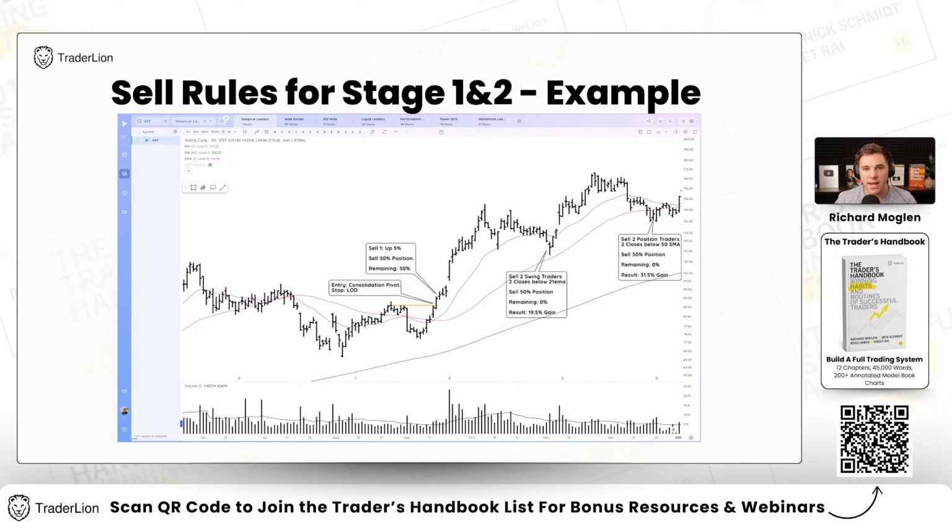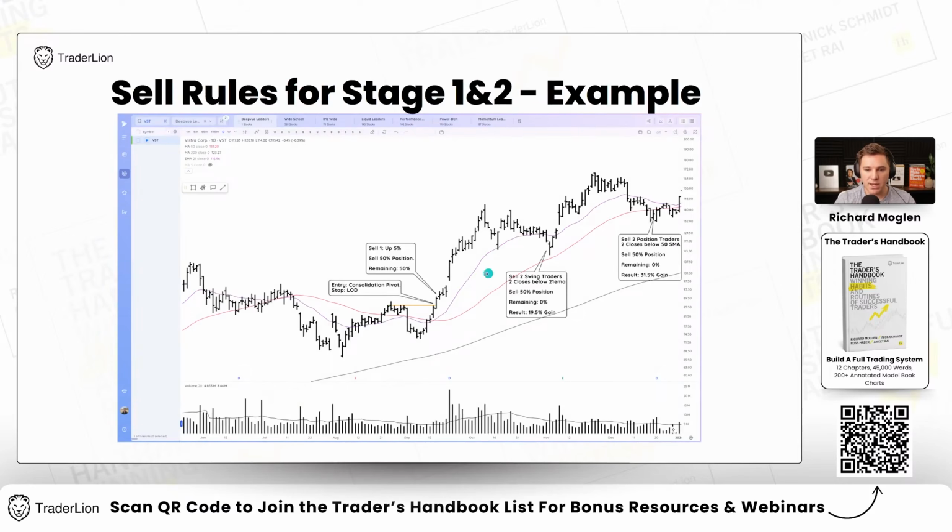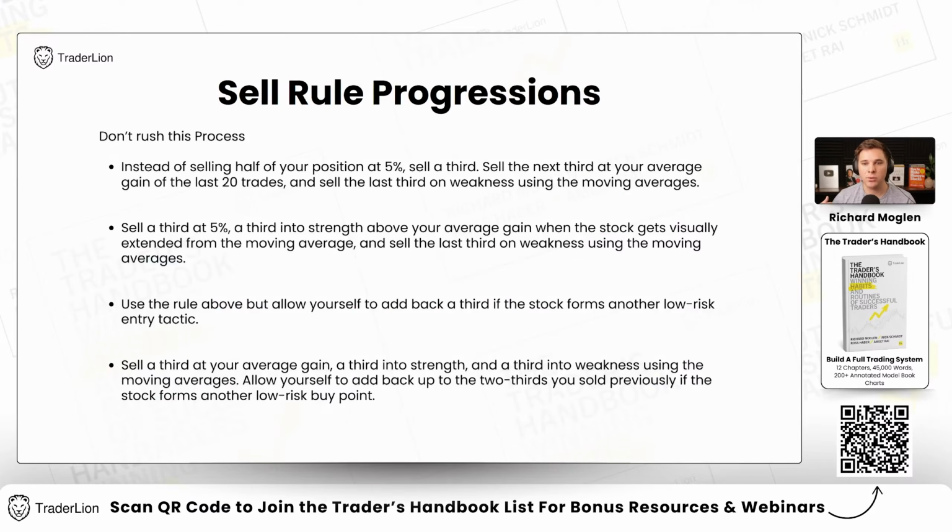And with that said, you can adopt a hybrid approach, which is what I've done to get a little bit of the benefits of both, depending on the market environment and the situation. We'll talk about that in the rest of the webinar. All right. So these were the basic sell rules. Again, sell your first 50% of your position at 5%, and then, depending on swing trading versus position trading, sell on 2 closes below the relevant moving average. There are some progressions as you gain more comfort.